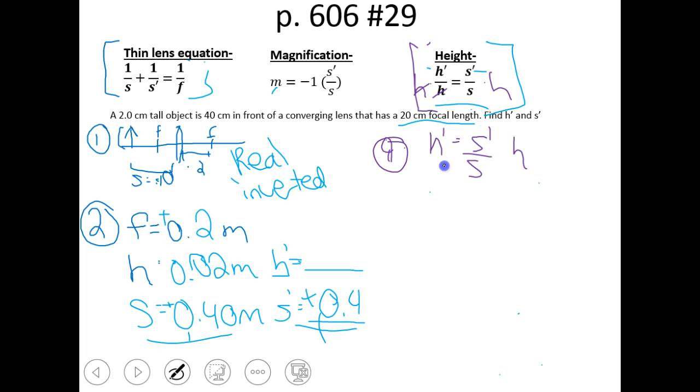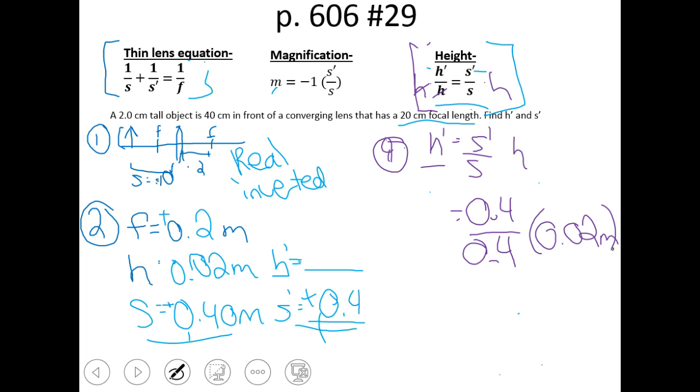And so I'm looking for h prime. I'm just going to plug and chug. I know that s prime is 0.4 meters. I know that s is also 0.4 meters, and I know the object height is 0.02 meters. Right? I don't even need a calculator to do this.